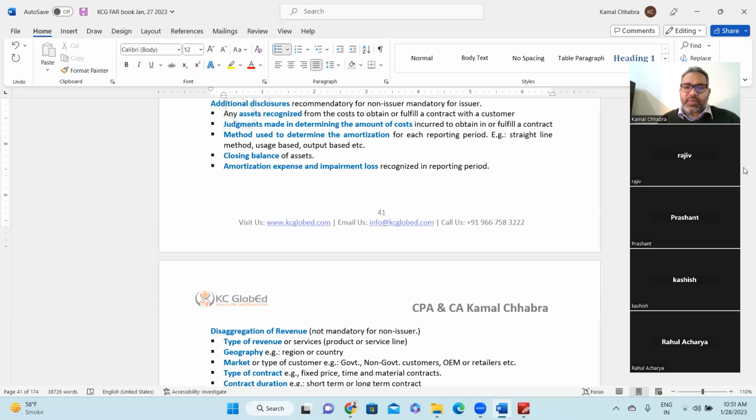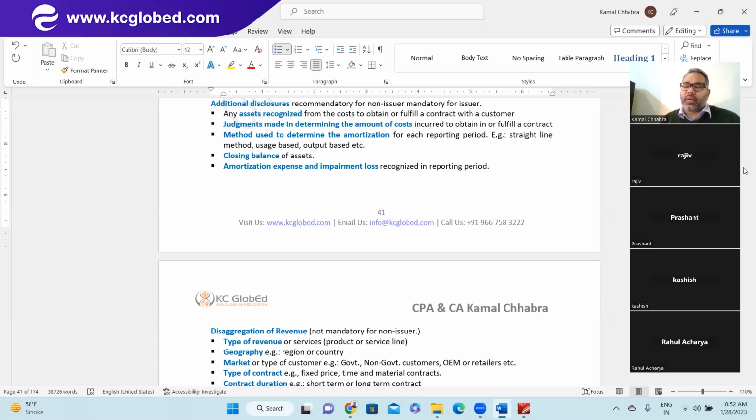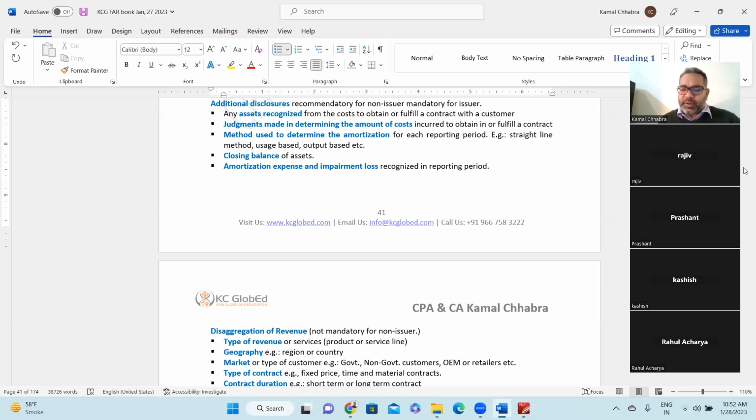Any asset you have recognized from the cost to obtain or fulfill the contract with the customer needs to be disclosed separately. Also the judgment made in determining the amount of cost incurred to obtain and fulfill the contract. You might have incurred many costs, but which costs are specifically to obtain that contract, how you have identified them, that you need to disclose. And the method used to determine the amortization, like over how much period you will amortize that cost, and what method, straight line method, usage based method, output based method. And then the closing balance of that asset and expenses or impairment loss. All those things need to be disclosed separately.